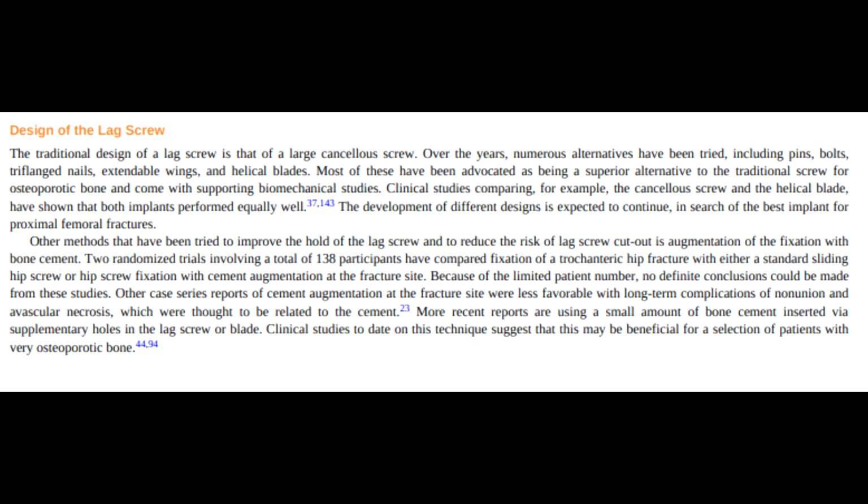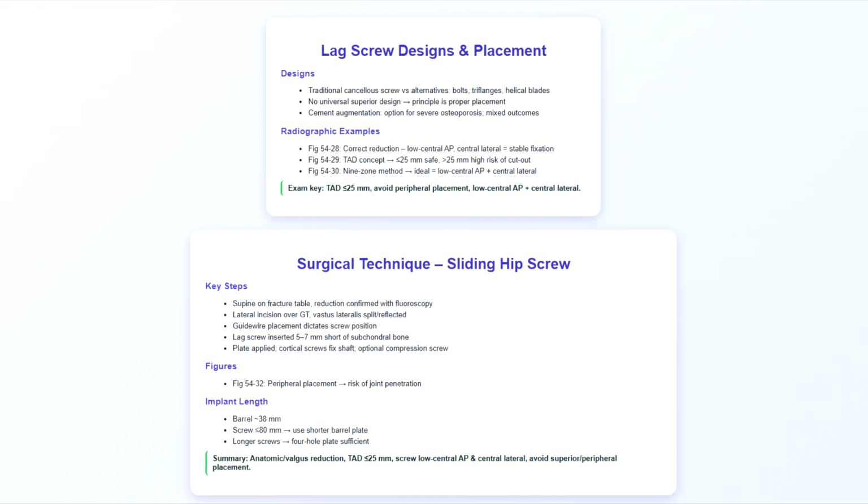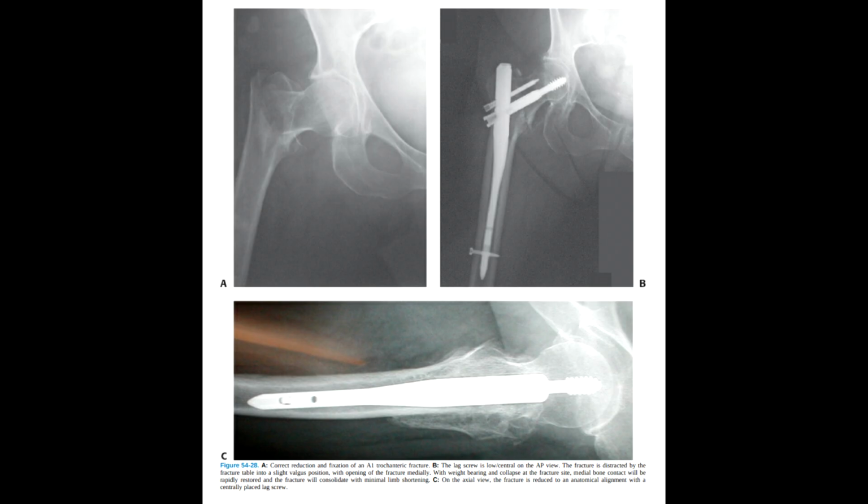In this technique, bone cement is inserted around the screw to increase purchase in osteoporotic bone. However, results are mixed. While some studies show that cement can help in severely osteoporotic patients, others report higher complication rates, such as nonunion or avascular necrosis. So, for exam purposes, think of cement augmentation as an option reserved for selected high-risk cases rather than routine practice.